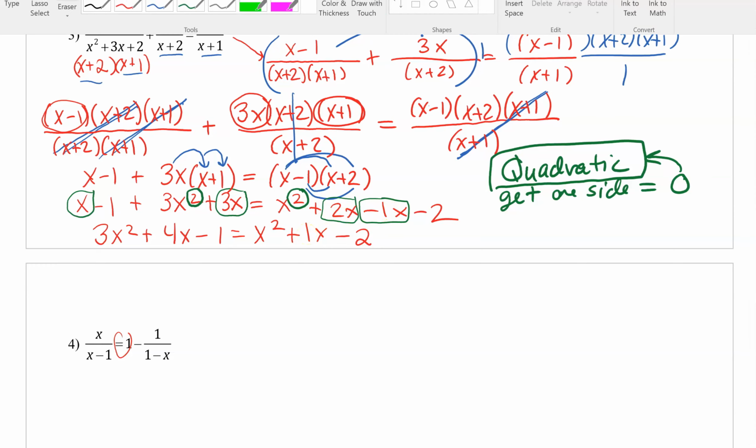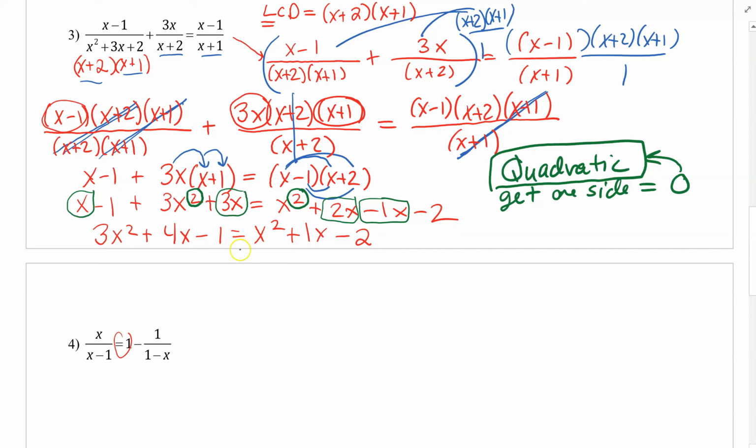Then, because it's quadratic and I want one side equal to 0, I'm going to go ahead and subtract all of the things on the right over to the left. And I'm going to subtract them from their like terms. Well, in this case, I'm adding it to get it to cancel. So I subtract x squared to get that to cancel, and I subtract it here. I subtract 1x from 4x, and then it turns into 0 here, and then negative 2 plus 2 is 0, and then I add that same plus 2. So I'm using the addition and subtraction properties of equality to move things over.